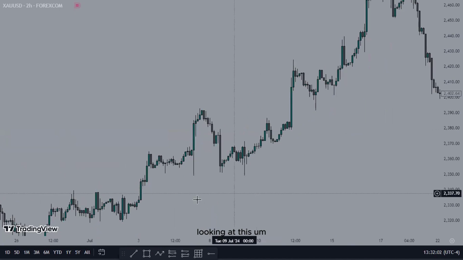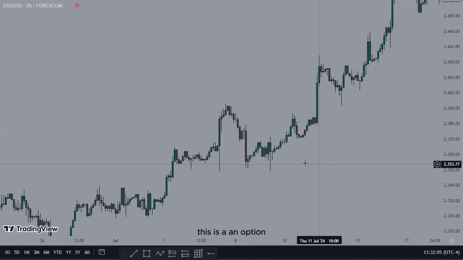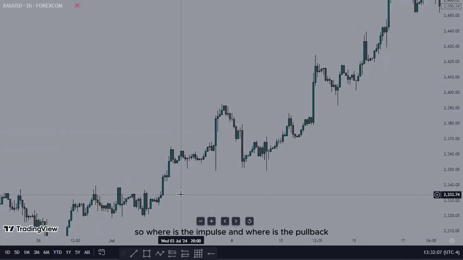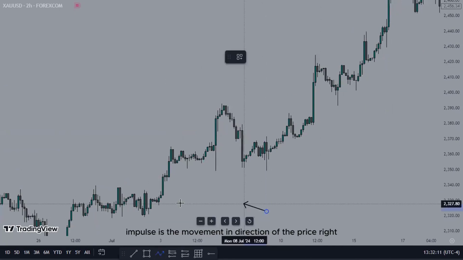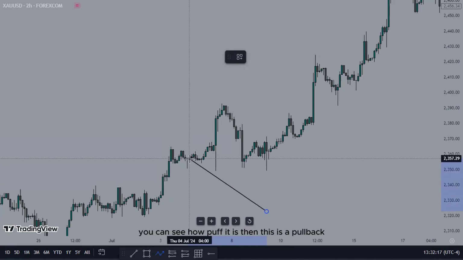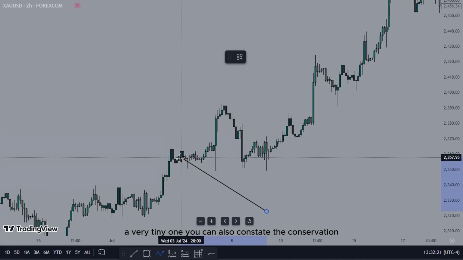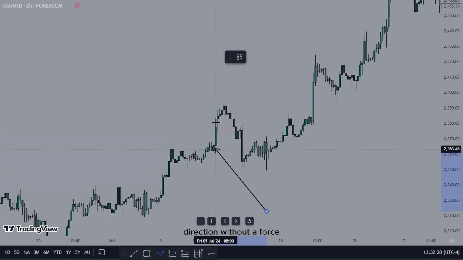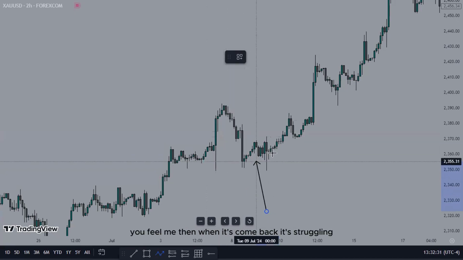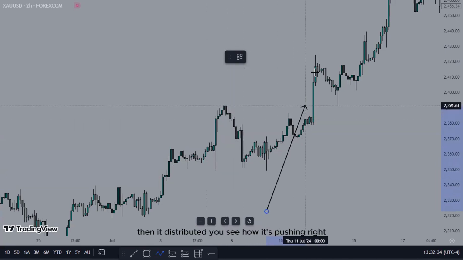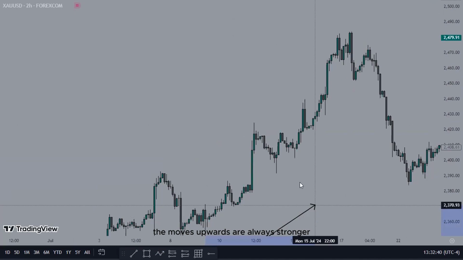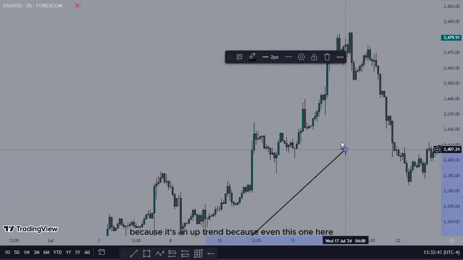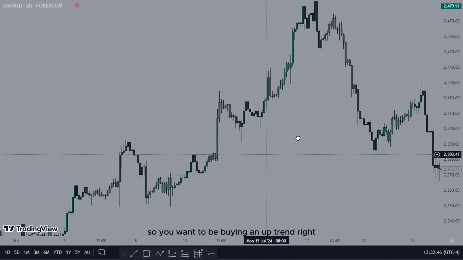Now, looking at this, we've really dissected this. This is an uptrend. So where is the impulse and where is the pullback? So like I said, impulse is the movement in the direction of the price, right? This is impulse. You can see how powerful it is. Then this is a pullback, a very, very tiny one. You can also consider this a consolidation though, but it's still a pullback. Look at when the market is about to push back in its original direction. Look at the force. You feel me? Then when it's come back, it's struggling. Then it started rallying back, accumulated price. Then it distributed. You see how it's pushing, right? This is impulse. Impulsive moves. The moves upwards are always stronger because it's an uptrend. You can see even this one here. This is an uptrend. So you want to be buying in an uptrend, right?